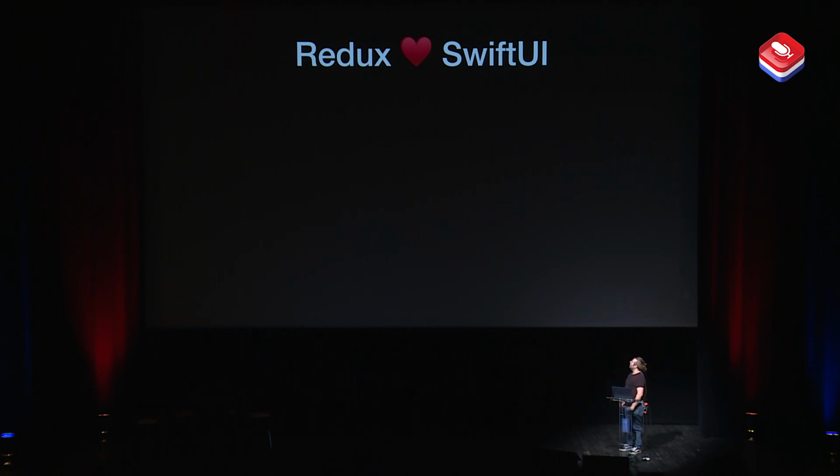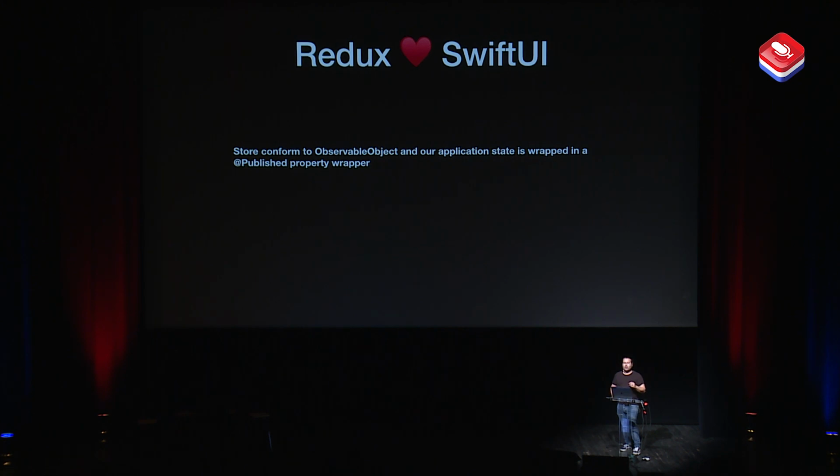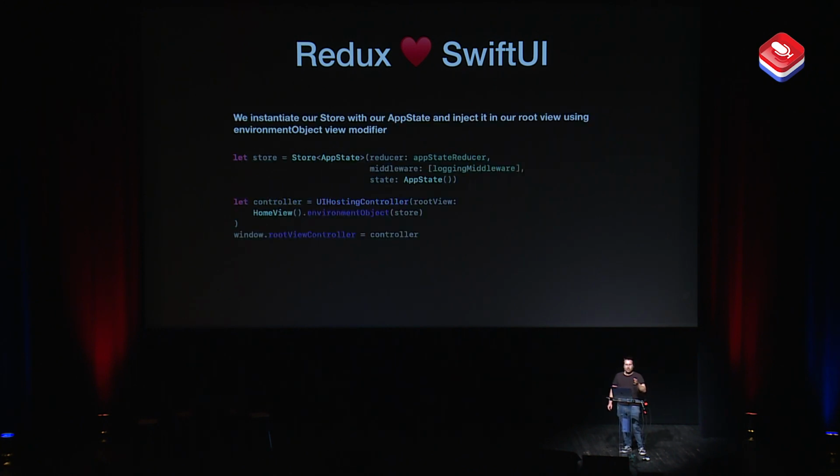So let's dig into SwiftUI. If I want to implement the store class, I will make an observable object. It means that SwiftUI will be able to subscribe to this object, and I will wrap my state properties in a property wrapper called Published. It means that all the SwiftUI views subscribed to this class will get notified when the state changes. And if you look at this code, it's usually done in the app delegate.